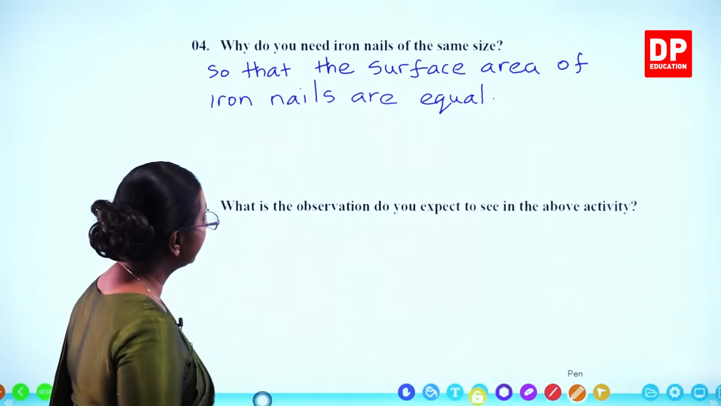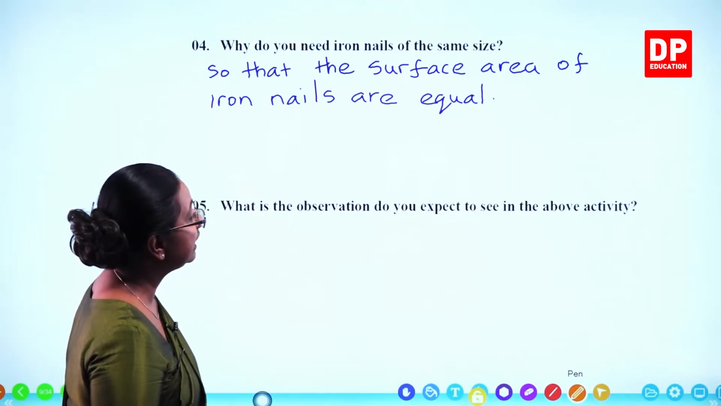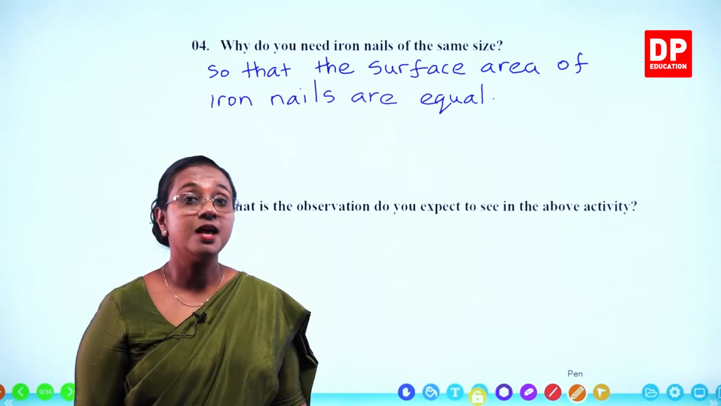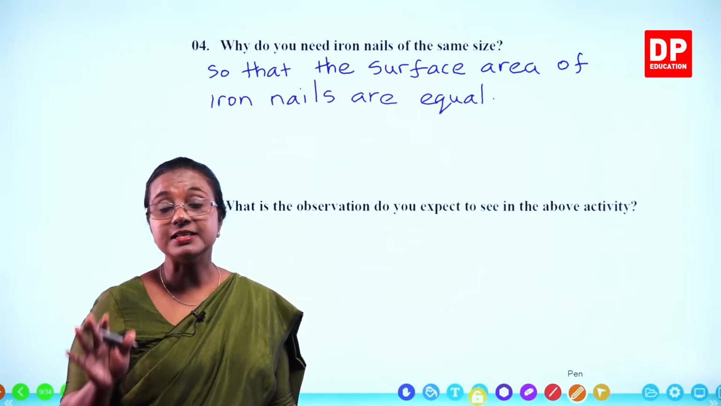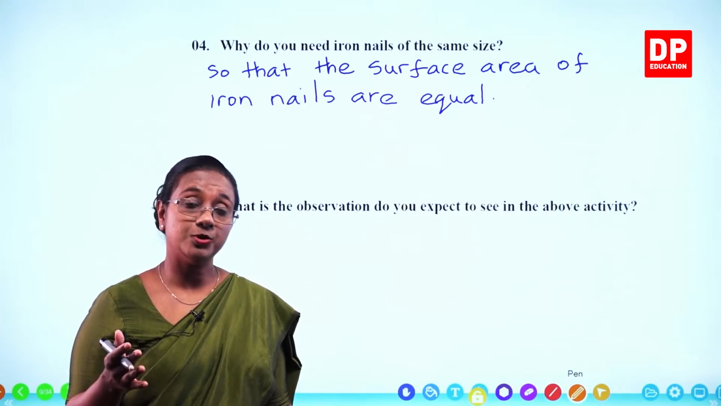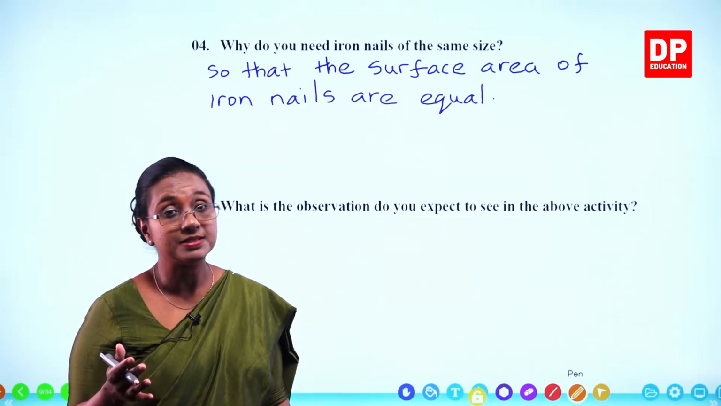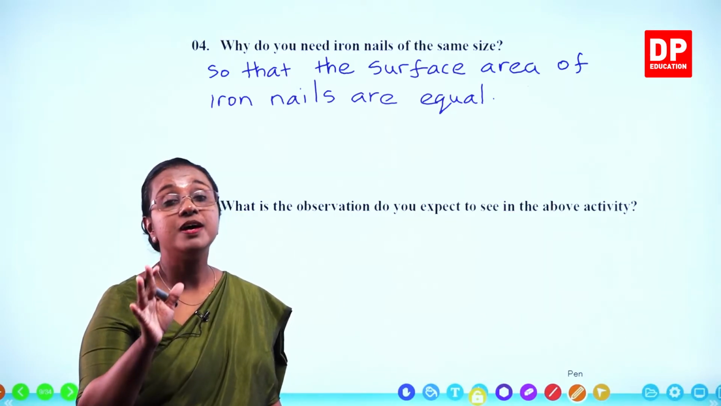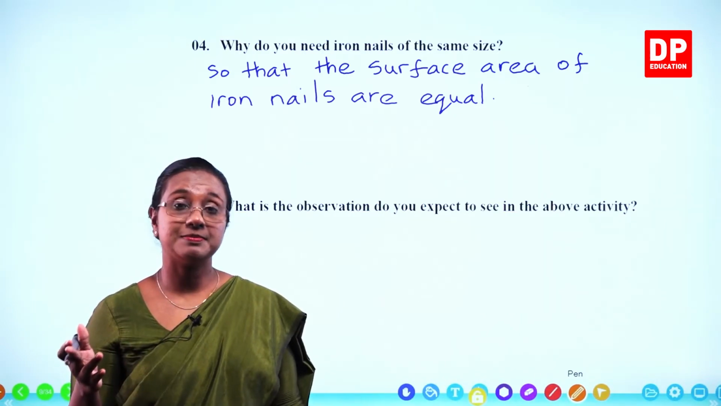What is the observation you expect to see in the above activity? What is the observation, students? Potassium permanganate is purple in color. So when iron reacts with potassium permanganate, what happens? The color disappears. So the purple color of potassium permanganate disappears.